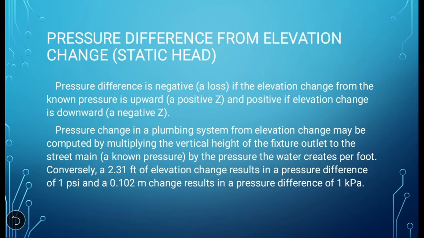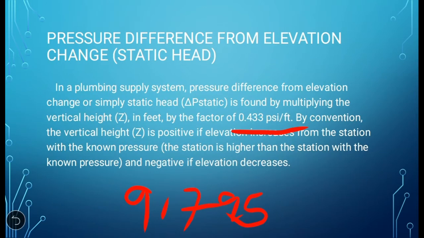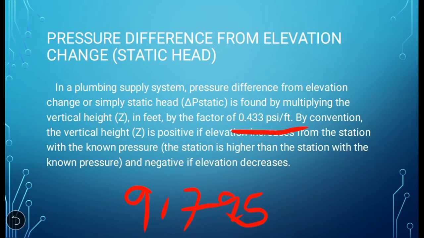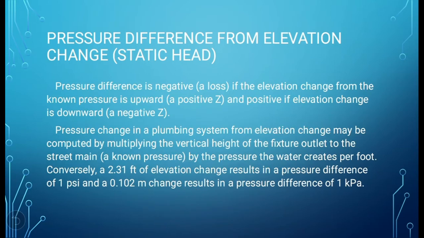Kasi po, 2.31 feet times 0.433, cancel po yung feet dun sa units na ibinigay. Then, kakalabasan po nun is 1 psi. Then, multiply naman po natin yung 0.102 meter dito sa 9.795 kilopascals per meter. Makakancel po yung unit natin. Ang matitira po is kilopascals. Kaya, ang pressure difference is 1 kilopascal.